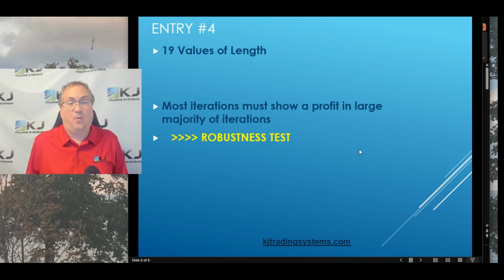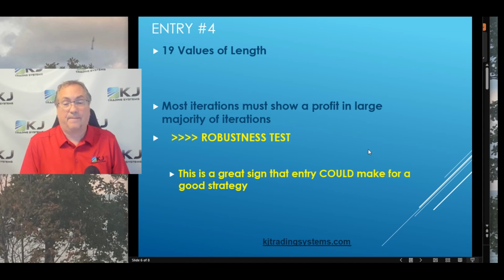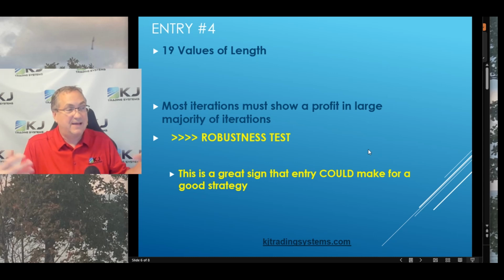Counter that with, what if I ran 19 tests and one, a length of 6, was the only one that made money, and everything else lost money? Would you think that's a very robust strategy or a robust entry? Would you think it's any good? Probably not. That's why I do this test many times. That's what I'm looking for. And it's not saying it's a finished product. It's just saying, hey, this could be a good entry. Maybe you should take a look.